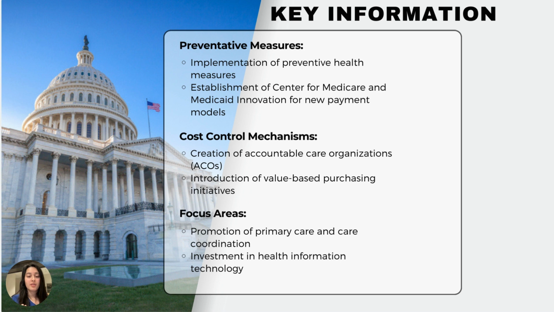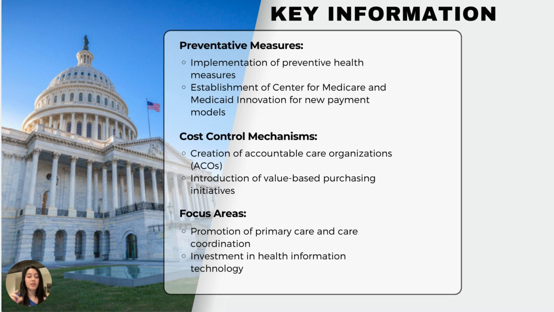Another preventative measure that the ACA held was the establishment of the Center for Medicare and Medicaid Innovation for new payment models. Now, in terms of the cost control mechanisms, the Affordable Care Act had the creation of accountable care organizations, also known as ACOs, and they also had the introduction of value based purchasing initiatives, both of which really did not have much of a presence before the ACA.